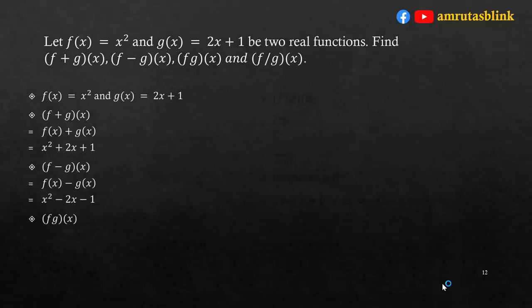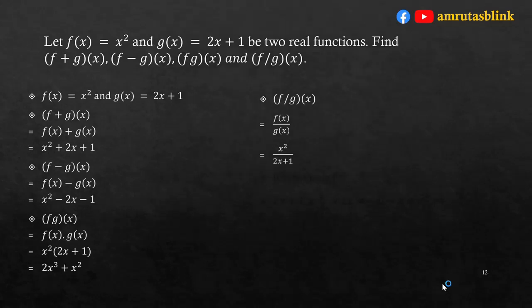(fg) of x is equal to f of x into g of x, that is x square into bracket 2x plus 1, that is 2x cube plus x square. And now, (f upon g) of x is equal to f of x upon g of x, that is x square upon 2x plus 1. Now, this function will be defined only for 2x plus 1 not equal to 0, that is 2x is not equal to minus 1, ultimately x is not equal to minus 1 by 2.